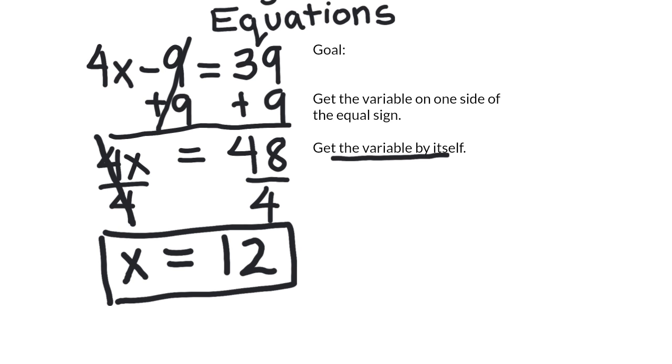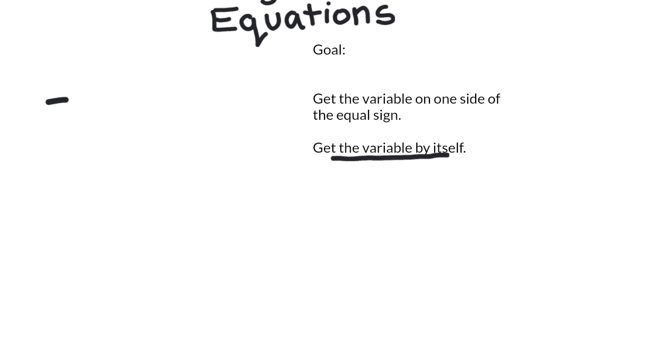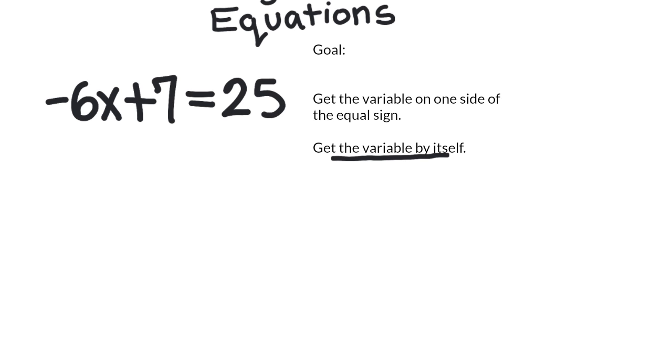Okay, let's try another example. Negative 6x plus 7 equals 25. Okay, so again, we look at our goal. The first part of our goal is already accomplished. That's to get the variable on one side of the equal sign. You can look here and notice that x is only on the left side. There's no x's on the right. So that part is taken care of.